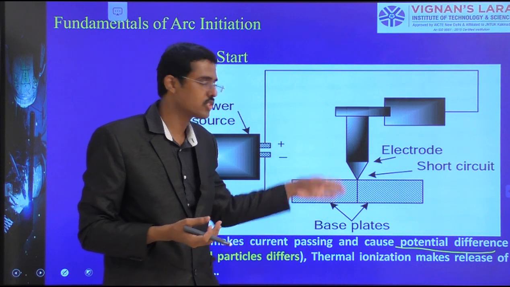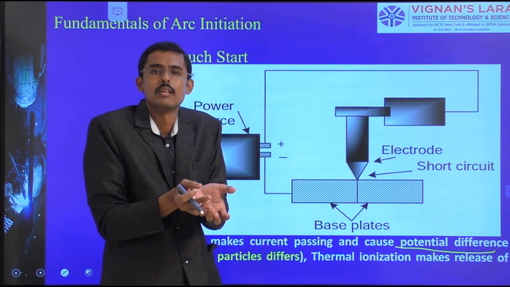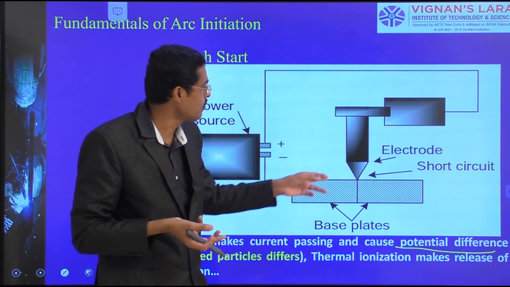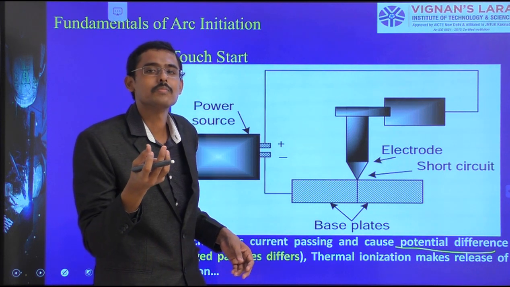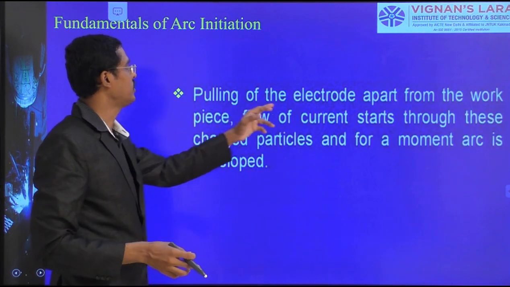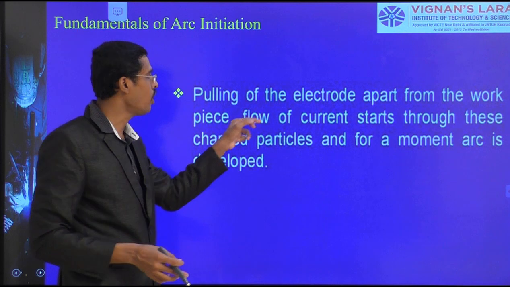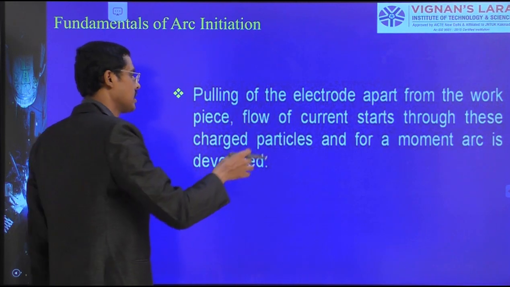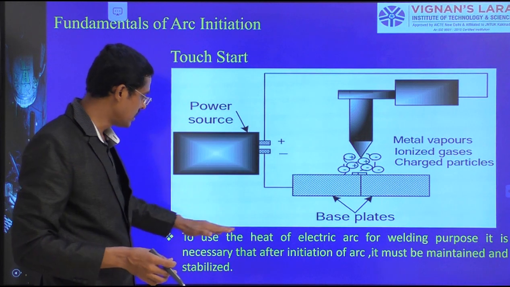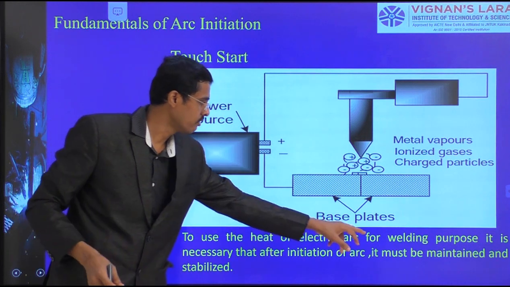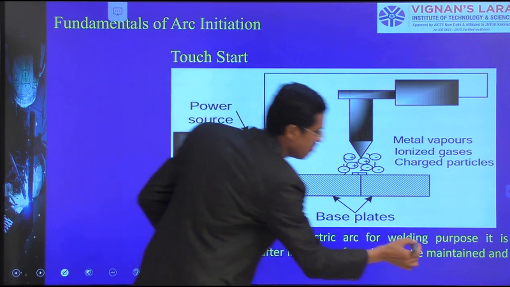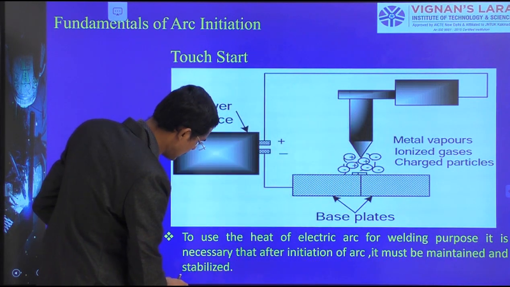What happens if the electron flow happens? It is heated. Electron flow causes the heating process. If the heat occurs, automatically melting can be done. Okay, next one. So the pulling of the electron apart from the workpiece, flow of current starts through these charged particles, and the movements of the arc are developed. To use the heat of electric arc for welding purpose, it is necessary that after initiating the arc, it must be maintained and stabilized.